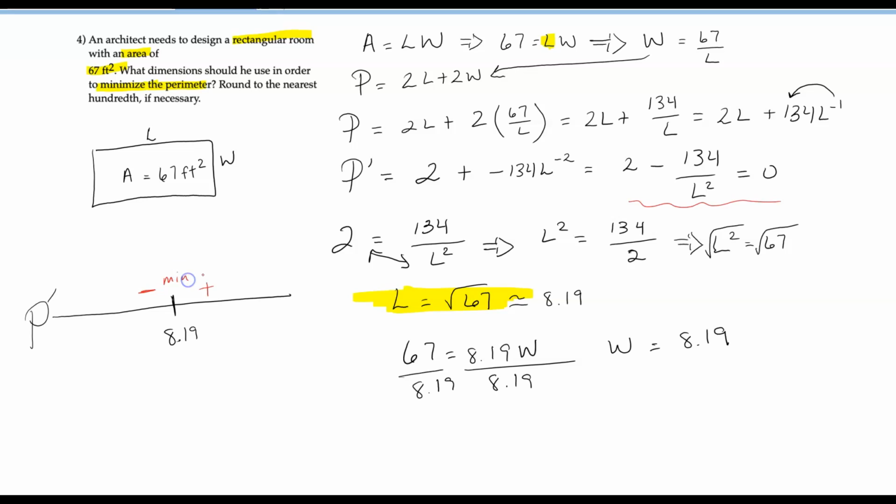It is a minimum. All right, and so we end up finding then that the length is going to be 8.19, and the width is also 8.19. So this rectangular room actually needs to be a square. Something to keep in mind there, because I did mention it earlier. All right, but I hope these two sets of problems were helpful.